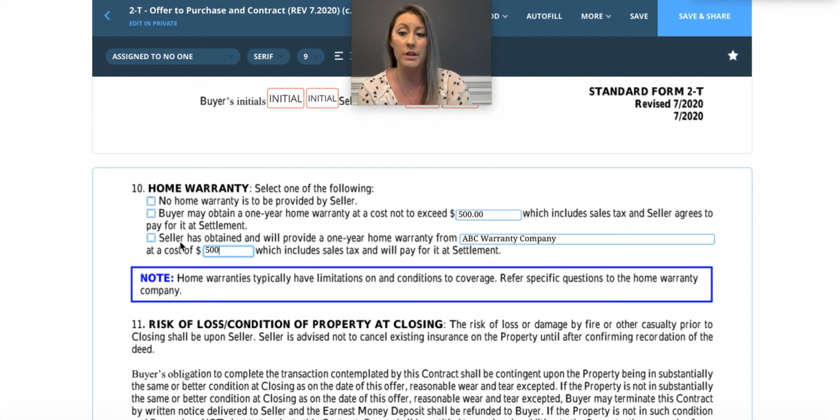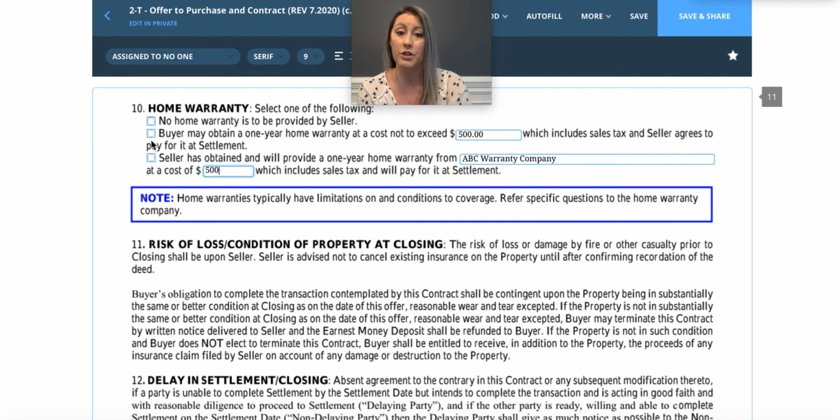So it's just one or the other. It's just one of these. You wouldn't do both of them, but that's what you would put in either one of those instances. And then be sure to check the box as to which one it is.